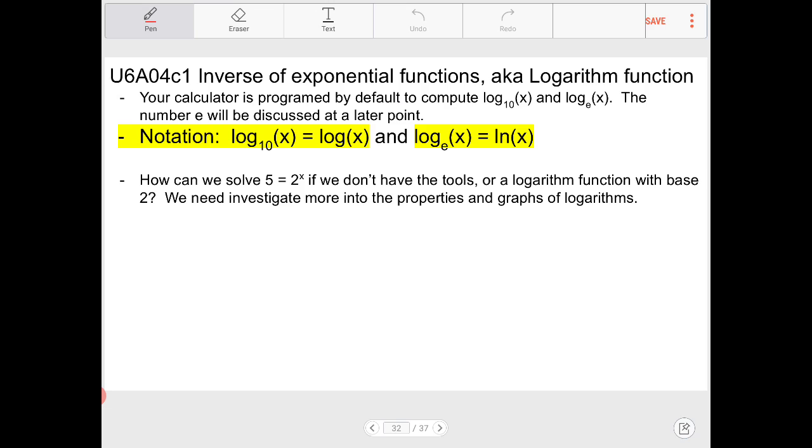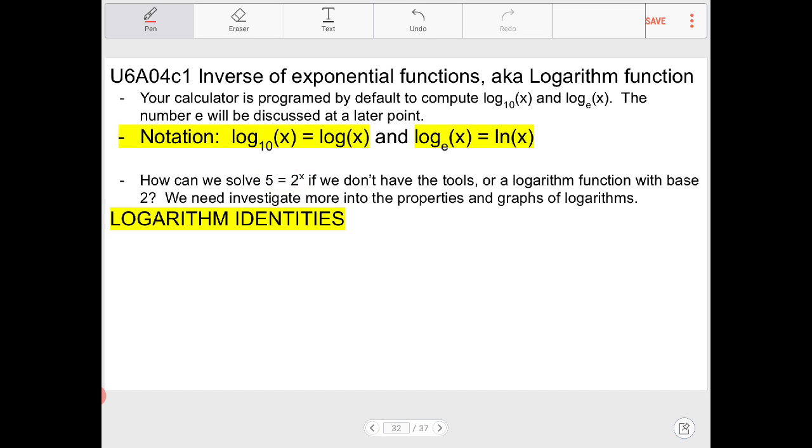Getting back to how we can actually solve this problem, 5 is equal to 2 to the x. You may be wondering, we don't have the right tools, or the right logarithm function of base 2. If our calculator only operates in base 10, but this problem involves base 2, how can we solve this problem? Well, we need to investigate more of the properties and graphs of logarithms before we can answer this question. I know it's a very long-winded answer to this problem that I posed like 3 lessons ago. But we're still investigating. We're still getting there. I promise.